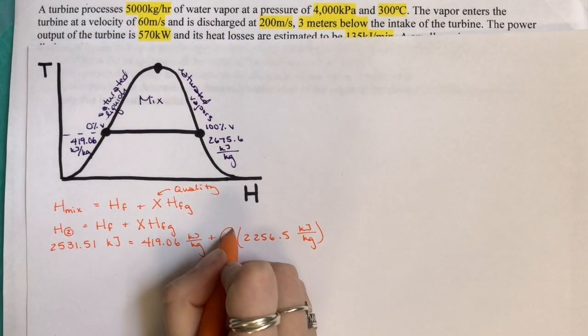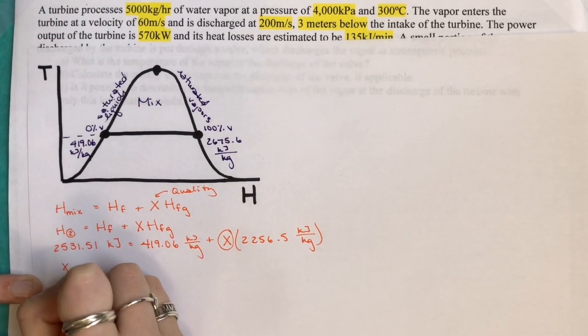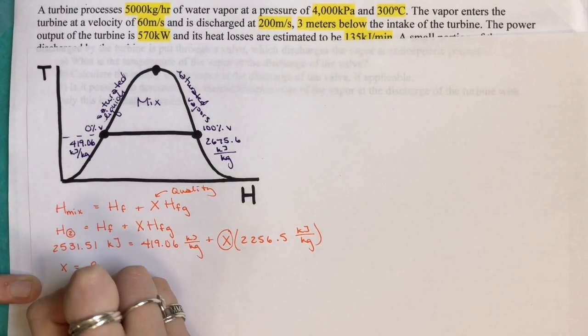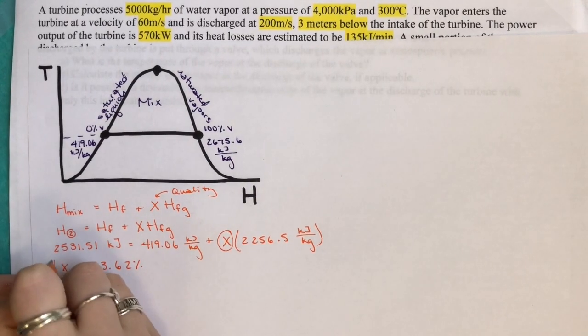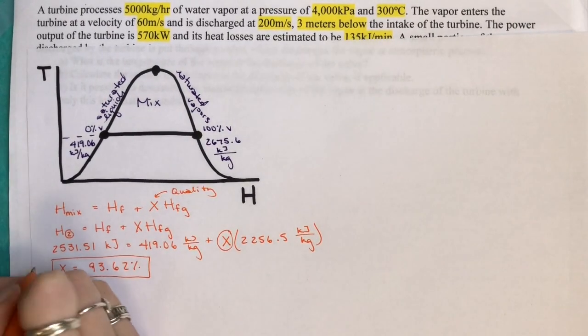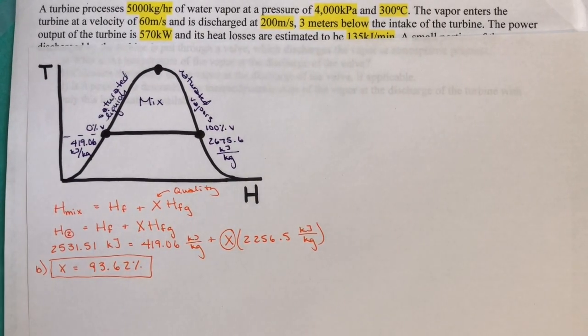Okay, perfect. So now we're just going to solve for this X. When we do that, we see that X is equal to 93.62%. This is going to be the quality of our vapor, part B of the question. And now we have our answer for part B.